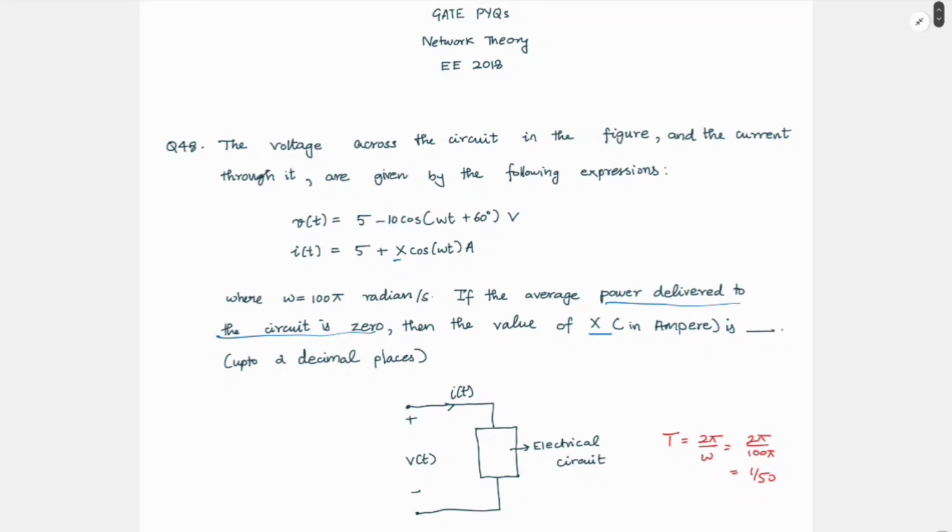If you go back to the equation, my I of t is nothing but 5 plus 10 cos omega t, and V of t is 5 minus 10 cos(omega t plus 60 degree). So anyway, our answer here is 10.00.